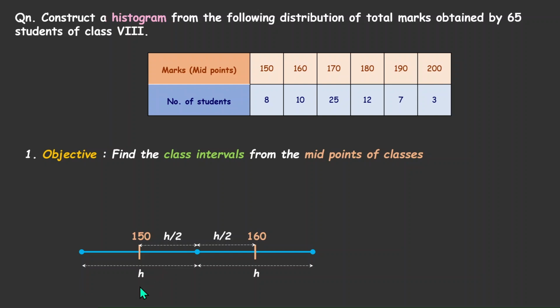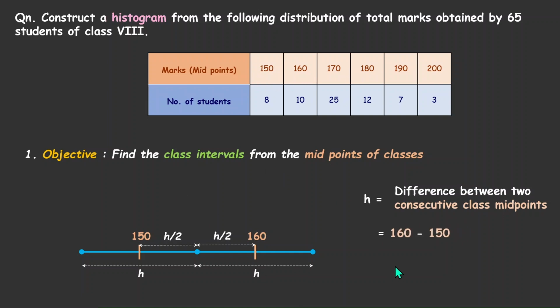And now it is easy to calculate h, because h is simply the difference between two consecutive class midpoints. We already have the midpoints. So here in our case, h would be 160 minus 150, which is 10. Now this makes it very easy to assess what the upper boundary and lower boundary is going to be. Because now that we have the value of h, the upper boundary of this class would be 150 plus h by 2, this distance. And the lower boundary of this class would be 150 minus h by 2.